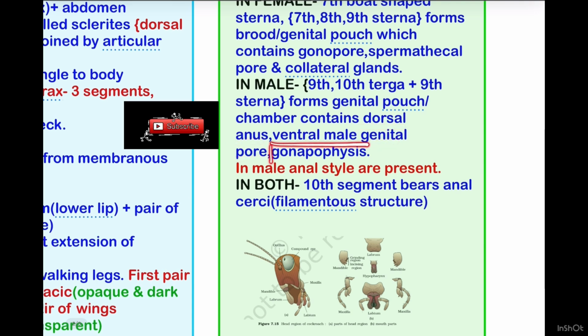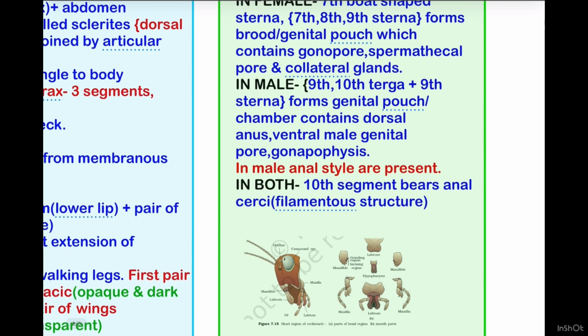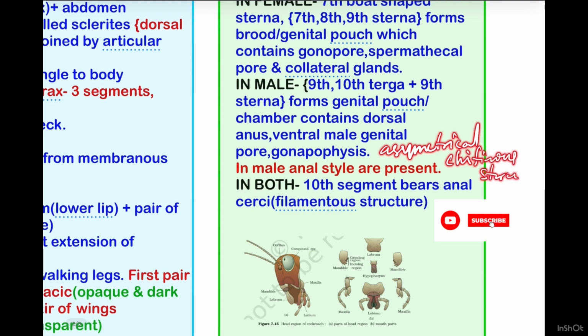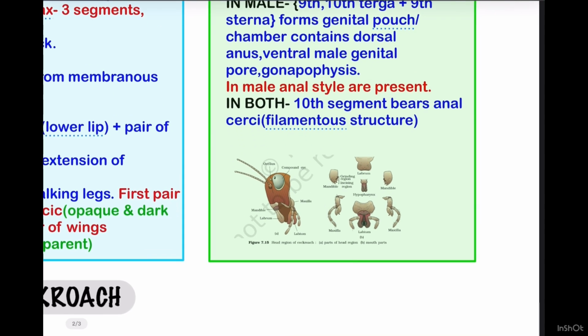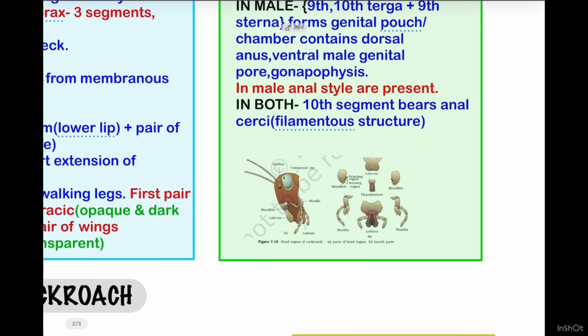This genital pouch consists of the dorsal anus and the ventral male genital pore. Gonapophyses are asymmetrical chitinous structures which help in copulation. In the male, anal styles are present. In both male and female organisms, the 10th segment bears anal cerci, which are filamentous in texture.